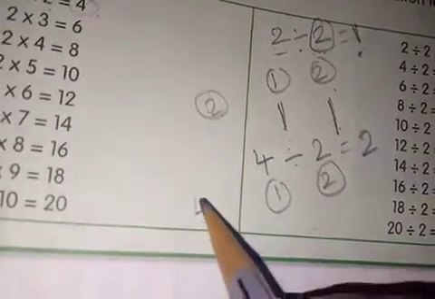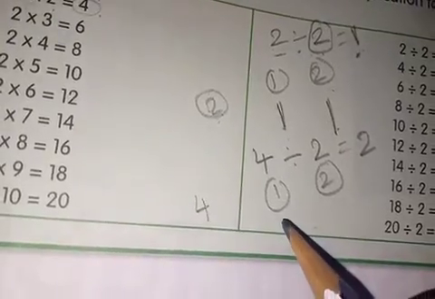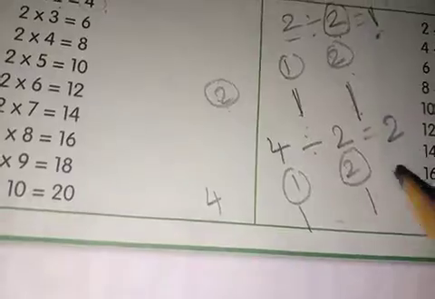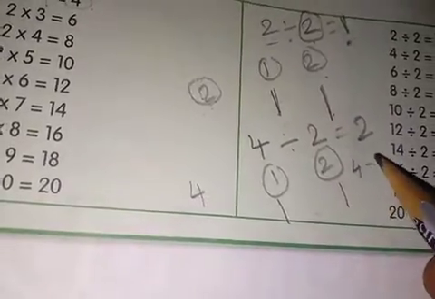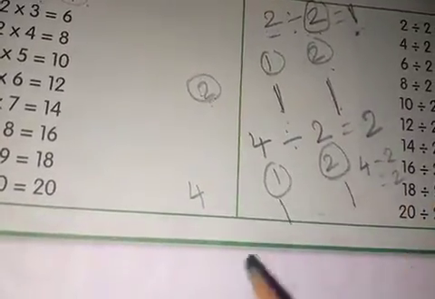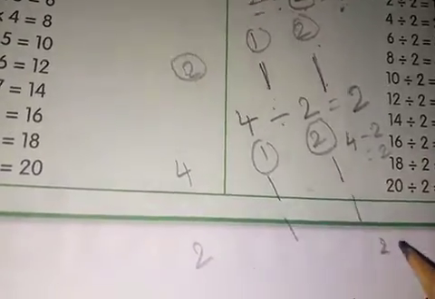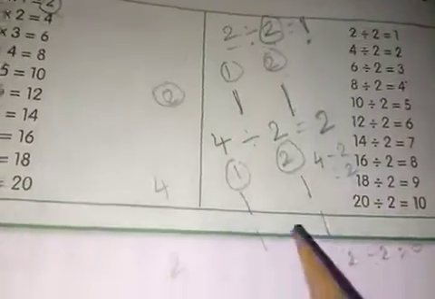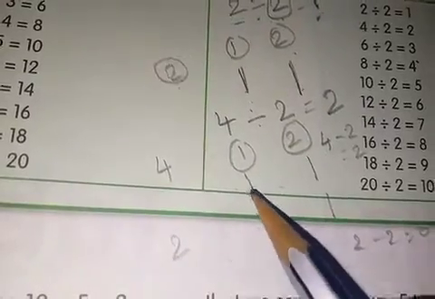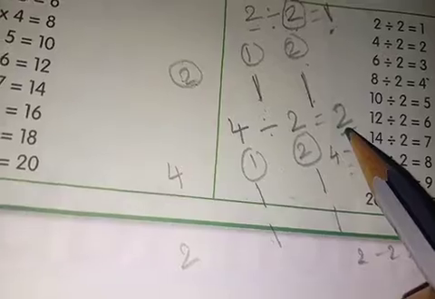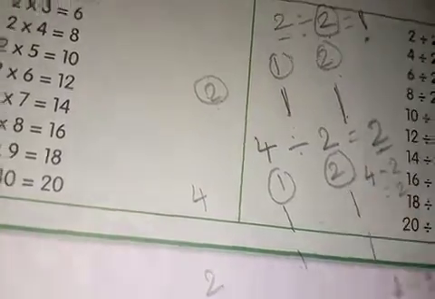So total number of things, 2 groups, we have to put 1, 2. So we have to distribute 4 things. First time I am distributing 1 for each. Over. Again 4 minus 2, how much? 2. Again I am distributing these 2 things, 1 for each. So now 2 minus 2 is equal to 0. So each group has how many things? 2 things. Okay students?